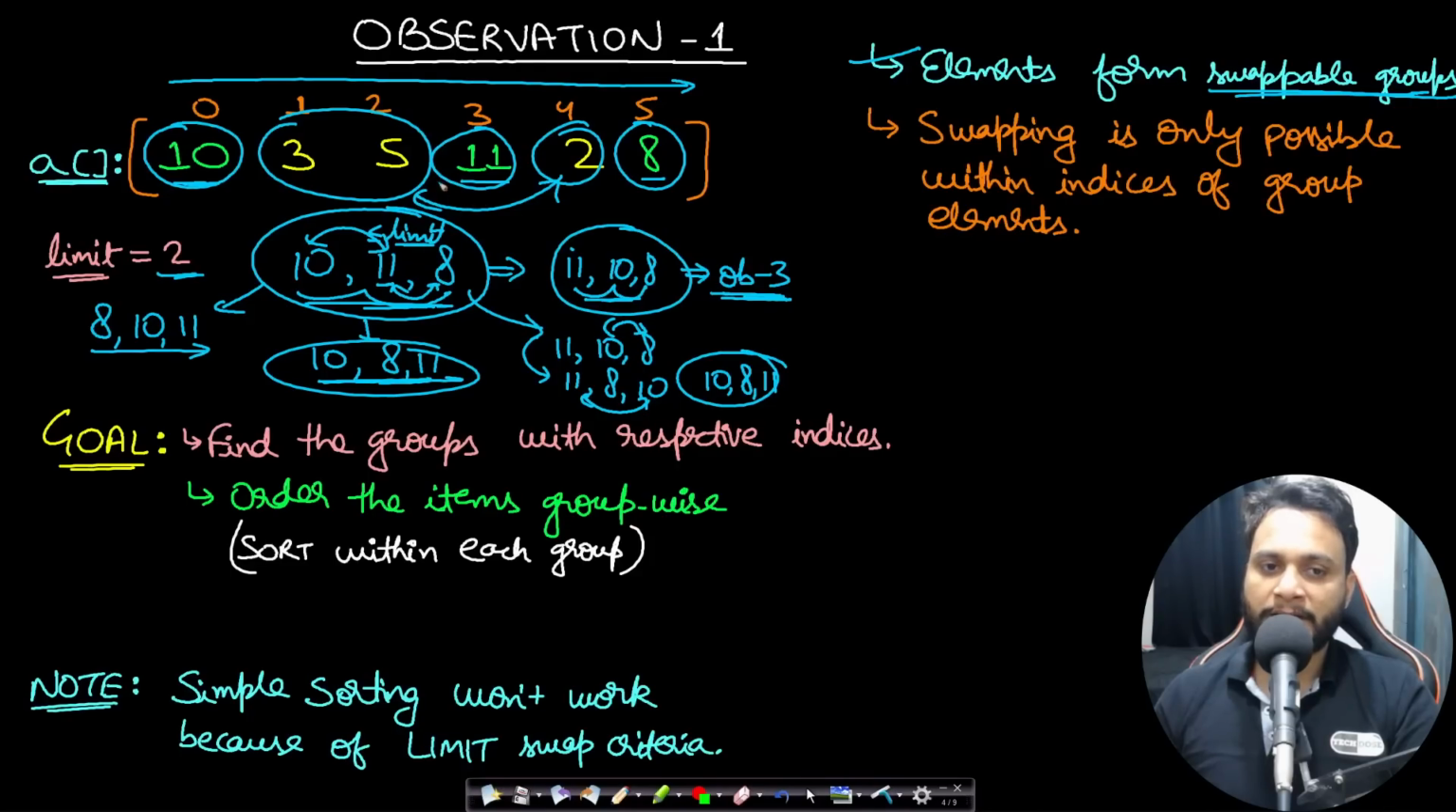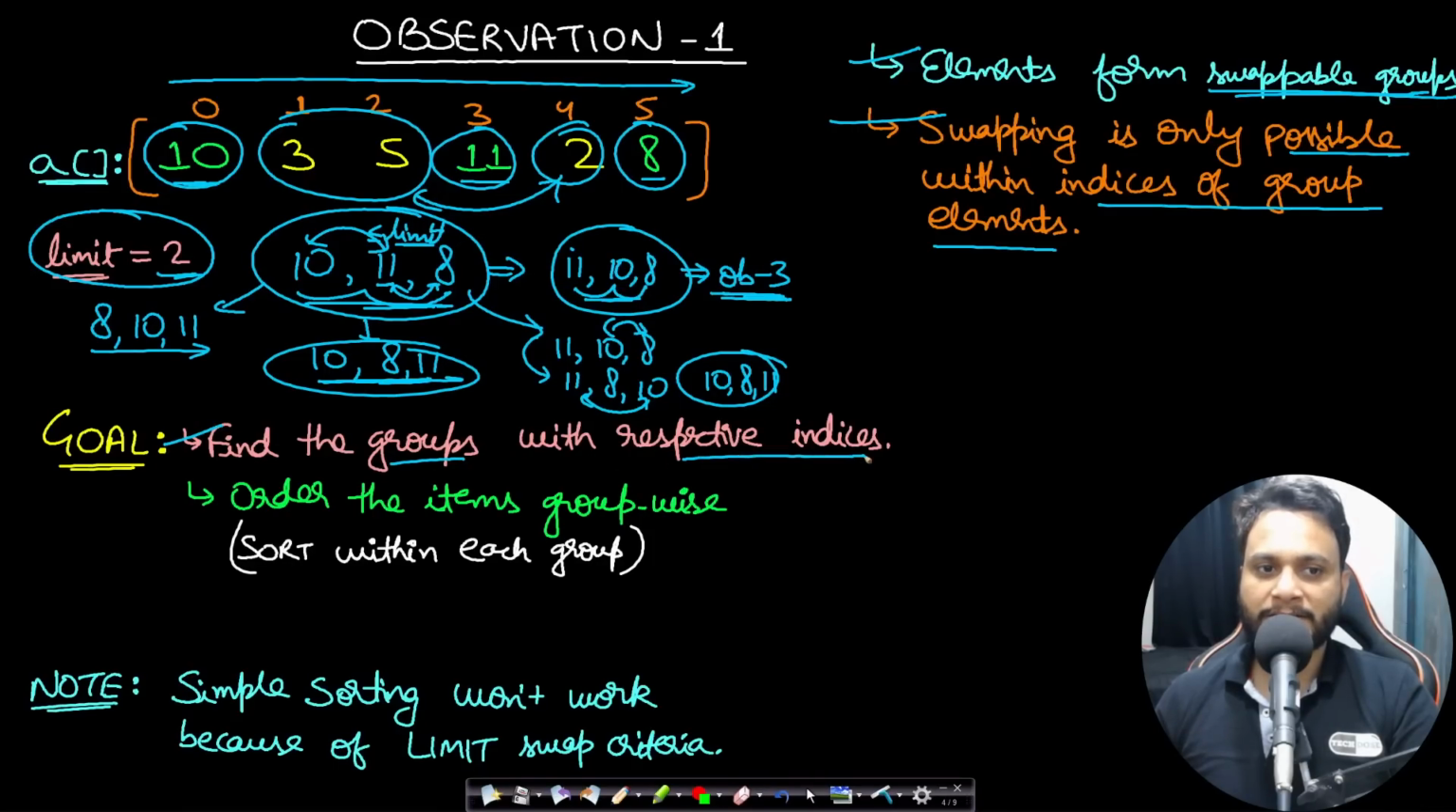Therefore, once we have identified these two groups, the swapping will only be possible within the items of the group because of the limit constraint, right? So swapping is only possible within the indices of the group elements. Our goal is to find the groups with the respective indices, because if you don't mark the indices, how will you know where to swap? You cannot just swap anywhere, right?